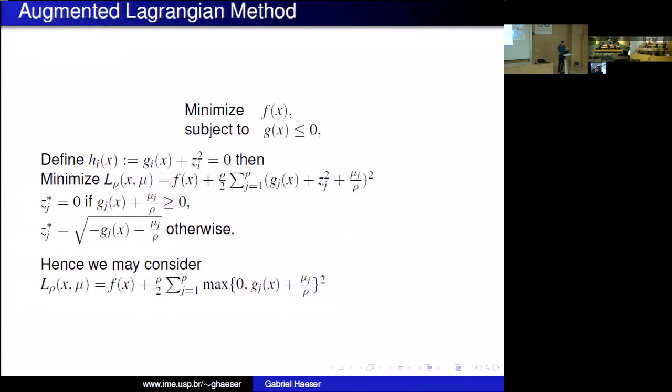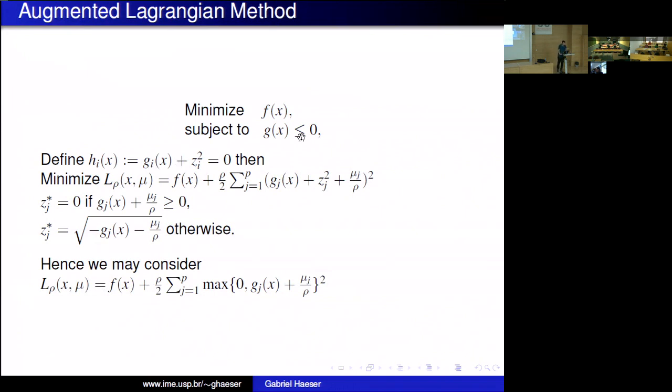If we have inequality constraints, this is what we can do. We have a problem of minimize f subject to inequalities, and I can transform this inequality constraint into an equality constraint in this sense. I simply add these squared slack variables, so this is always a non-negative value. If this is 0, this is equivalent to saying that g of x is less than or equal to 0.